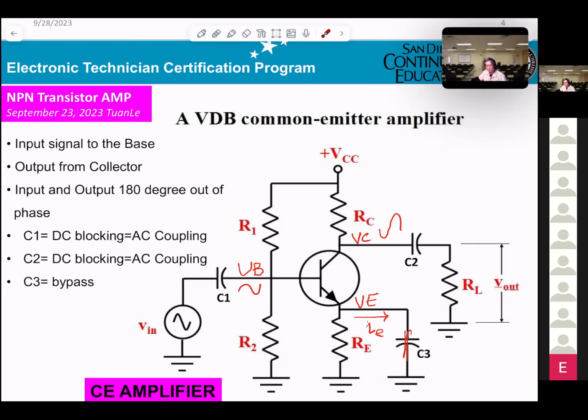And bypass again, bypass resistor RE. Later on you can recognize that without the capacitor C3, IE will go this way. Okay? With the bypass capacitor, current will go this way. With the bypass capacitor, that will make the gain of the amplifier higher. Okay? That is the purpose.